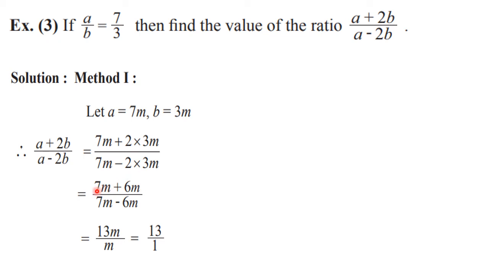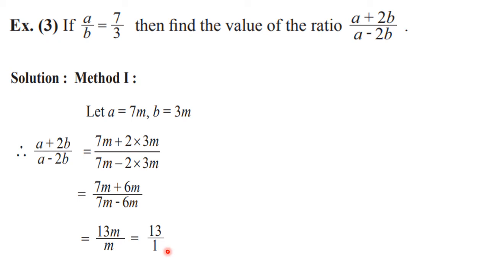So what we have is 7m plus 6m divided by 7m minus 6m. So 7 plus 6, 13. So 7m plus 6m, the answer is 13m, and 7m minus 6m, the answer is 1m, which we write as only m. And then m and m we can cancel from both sides, and the answer is 13 upon 1, or simply you can write down 13 in the next step. Okay, but generally it's a ratio, so we write it in numerator and denominator form. So the answer is written 13 upon 1.